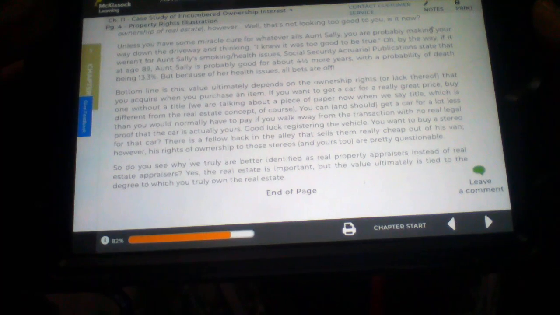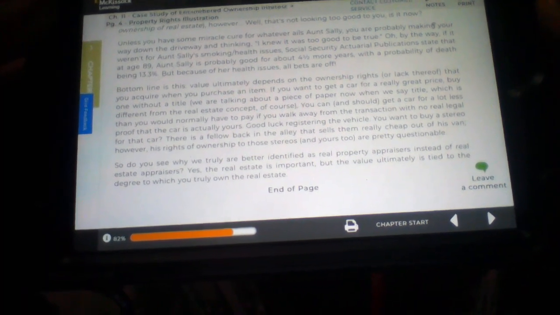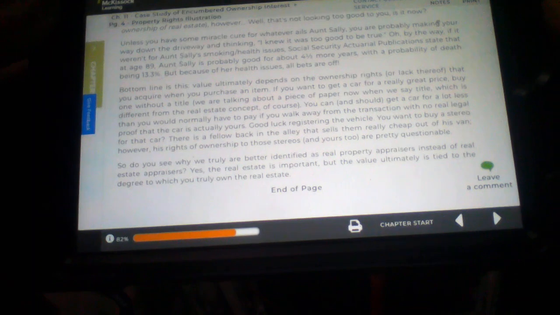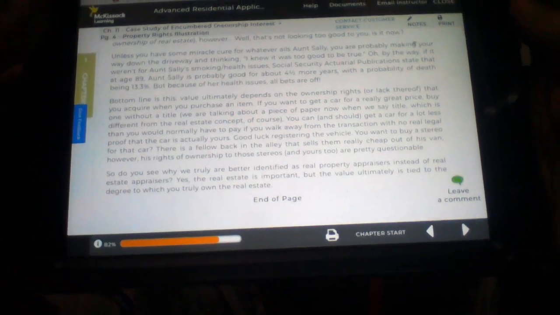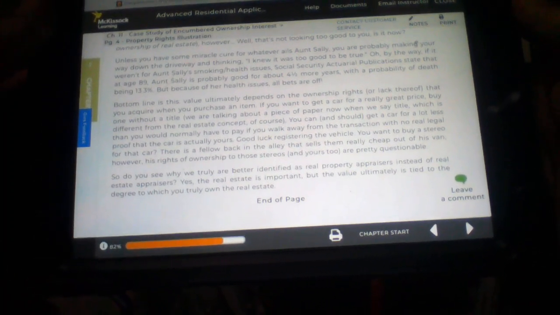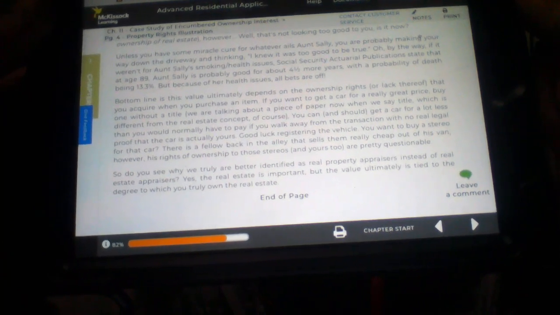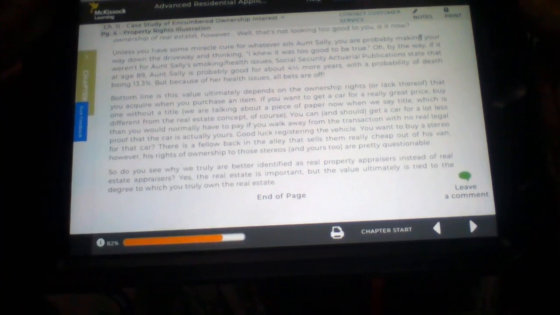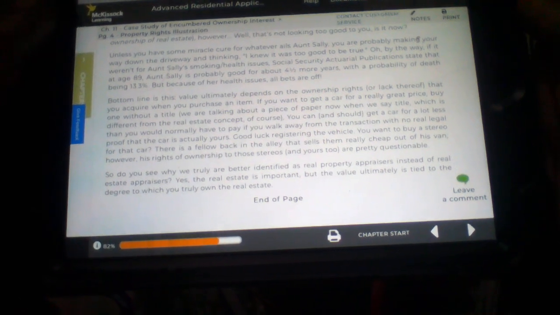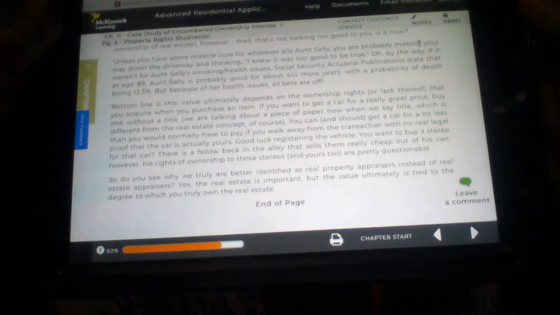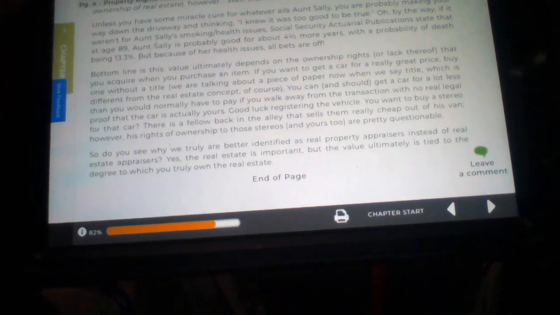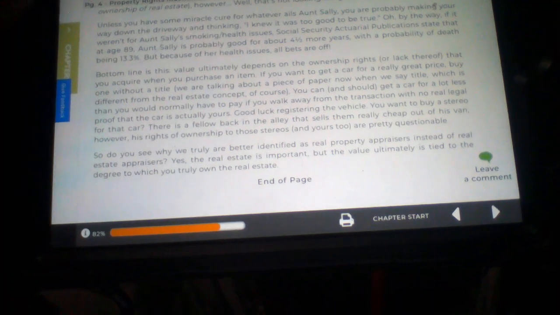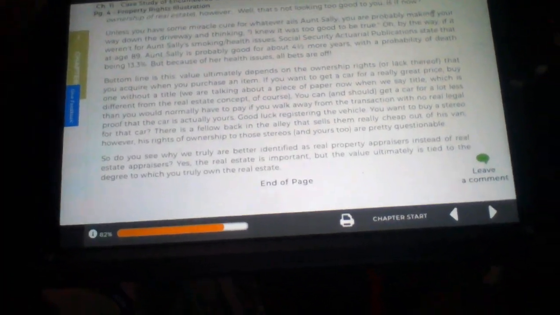You want to buy a stereo for that car. There's a fellow back in the alley that sells them really cheap out of his van. However, his rights of ownership to those stereos, and yours too, are pretty questionable. So do you see why we truly are better identified as real property appraisers instead of real estate appraisers? Yes, the real estate is important, but the value ultimately is tied to the degree to which you truly own the real estate. End of page.